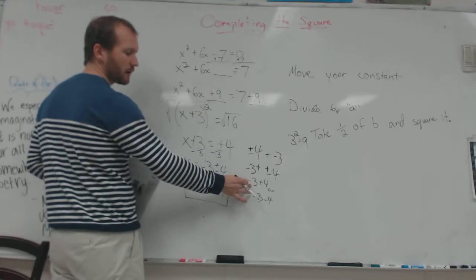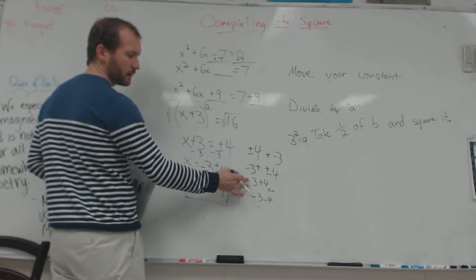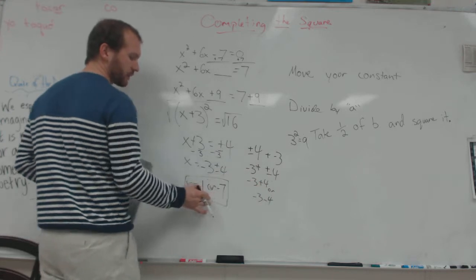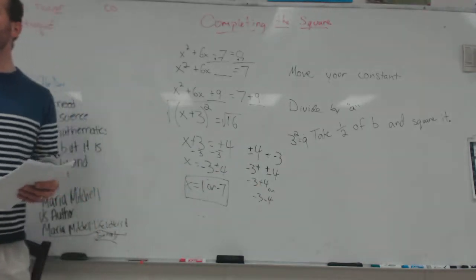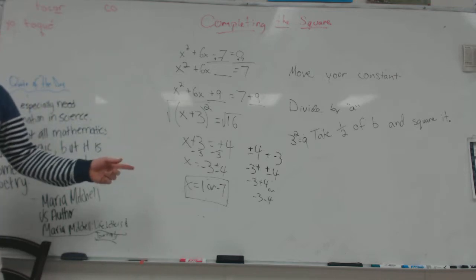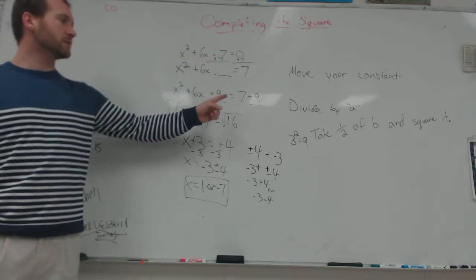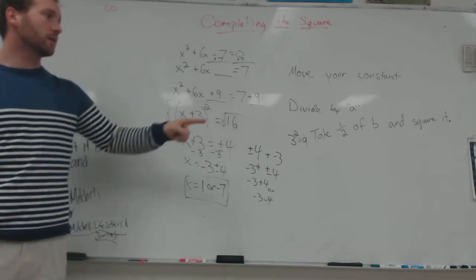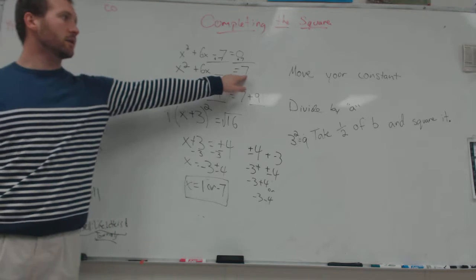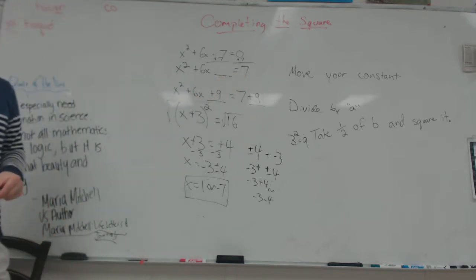So it may be easier to write it out in this way. Write negative 3 plus 4 or negative 3 minus 4 and then solve. But you will end up with two answers unless it equals 0 in this step. Okay. Like right here. That's the only time you'll have one answer.